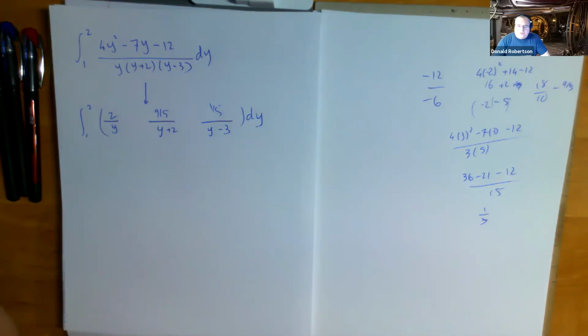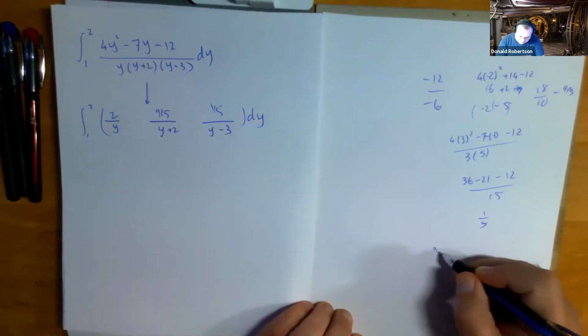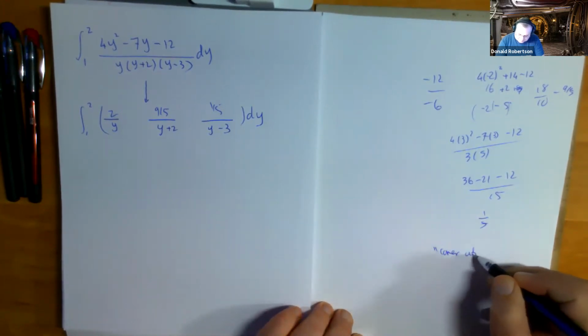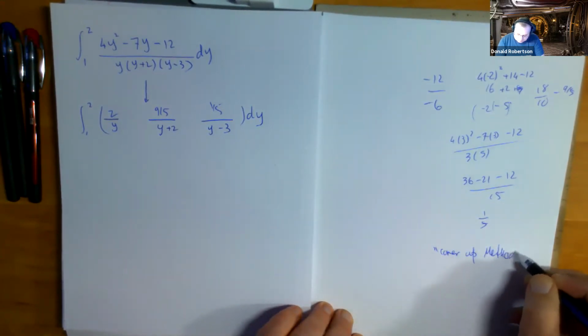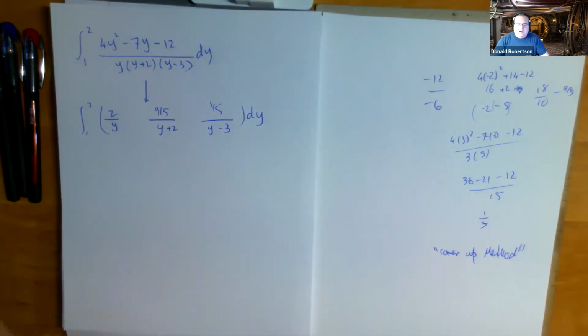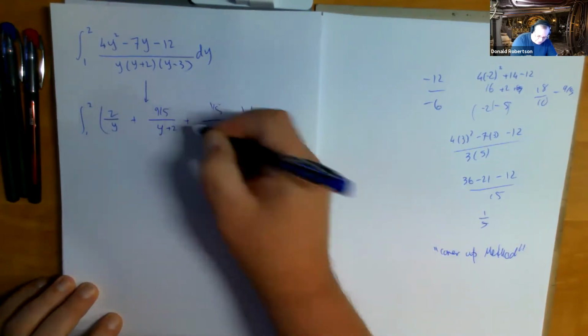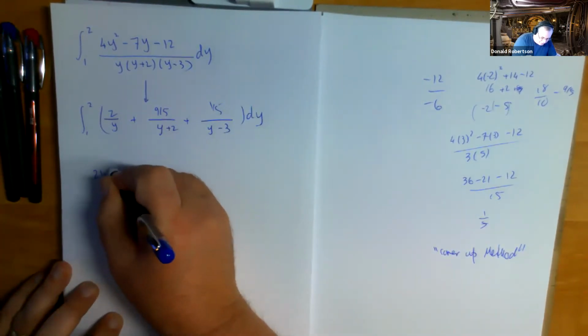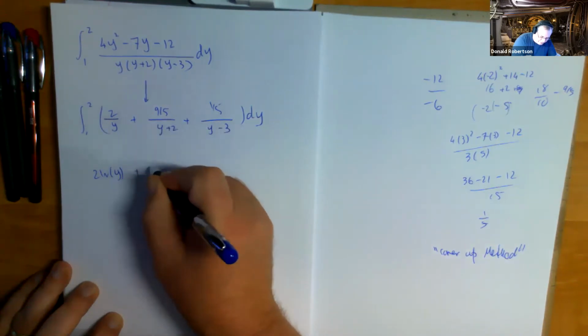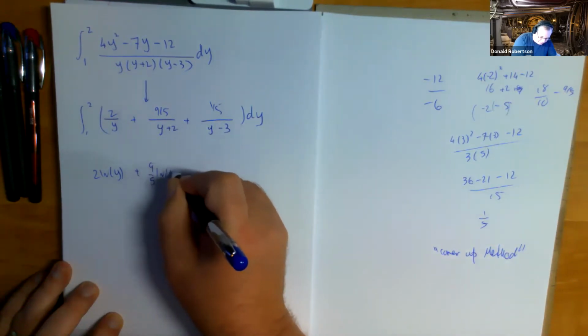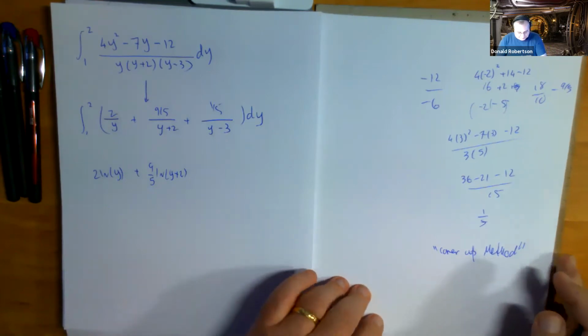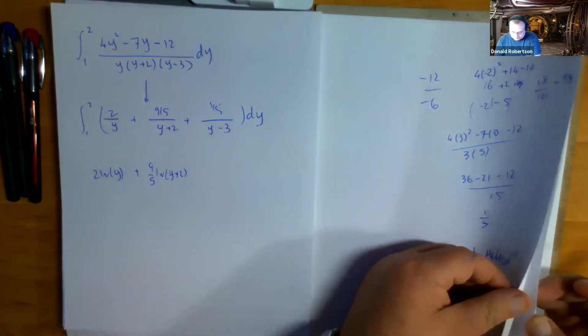If you're wondering what that shortcut technique is, I'm not showing you because it distracts too many students, but it's called the cover-up method. It only works for linear, but if you want to look it up, you can. So anyway, this guy becomes 2 natural logs. This guy becomes 9/5 natural logs. The last guy becomes 1/5 natural log.